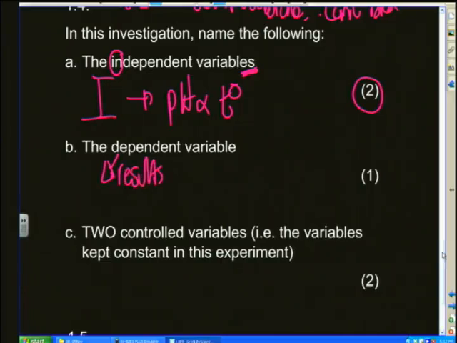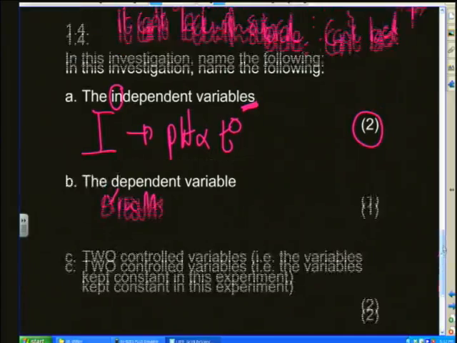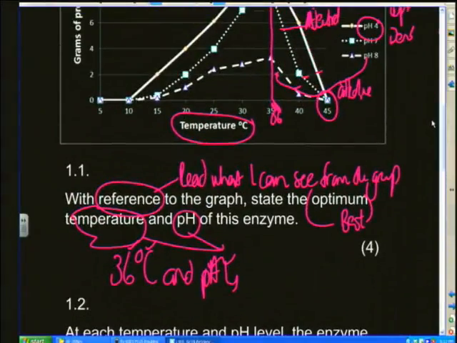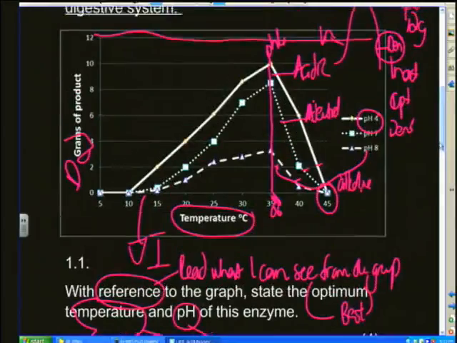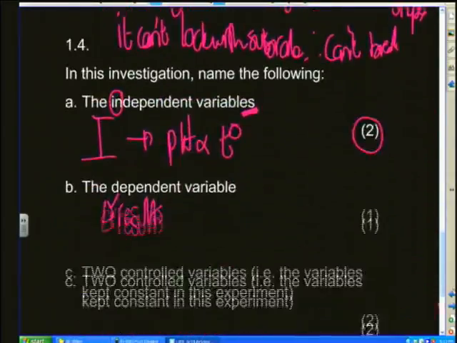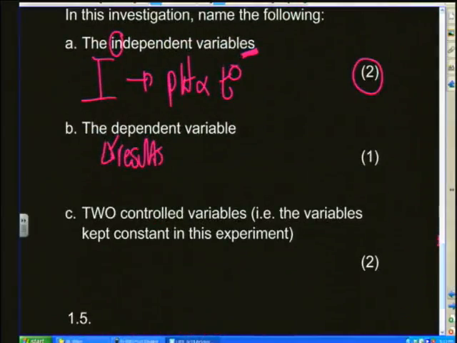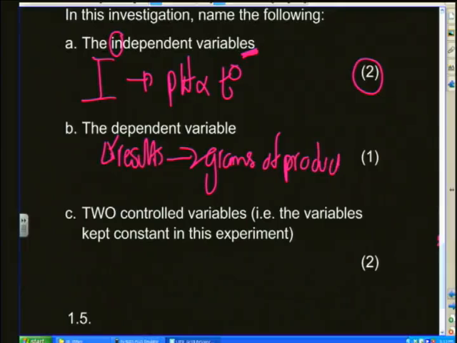Now, if you go to your graph, it also tells you, what do I find on my x-axis? Independent. What do I find on my y? Dependent. What is my dependent variable? Grams of product. All right? Grams of product. Okay, also read your questions.